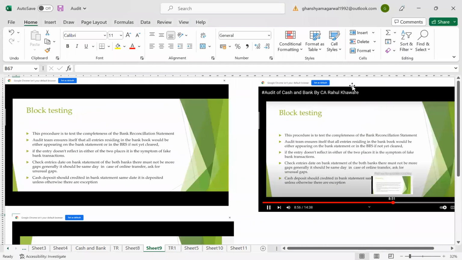Block testing. Can you see this block testing? Can you see the screen right now? Yes, sir. Okay, so this is a very important thing.